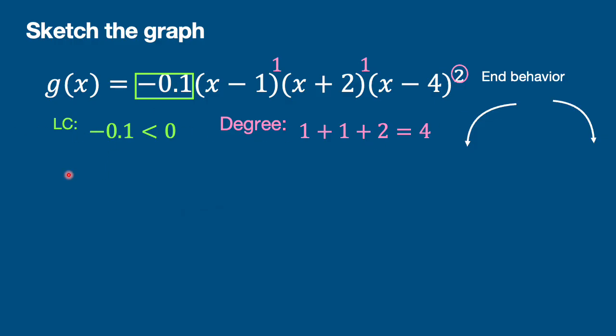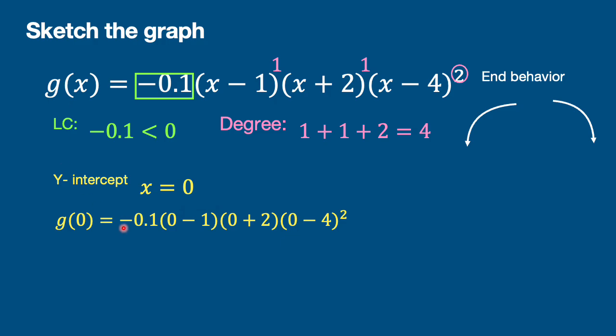Now, before we find the x-intercepts and the multiplicity, let's find the y-intercept first. The y-intercept is going to be x equals 0. Guys, be very careful with algebra. g of 0 is negative 0.1 times 0 minus 1, 0 plus 2, 0 minus 4 squared. So 0 minus 1 is negative 1, 0 plus 2 is 2, 0 minus 4 is negative 4, and negative 4 squared is 16.